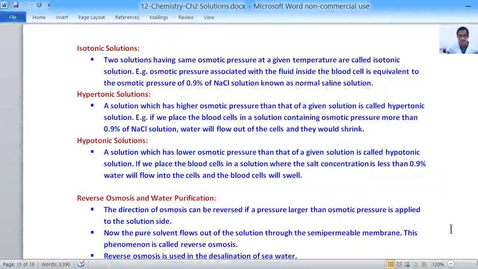Good morning students. In today's session we'll discuss isotonic solution, hypertonic solution and hypotonic solution. It's actually a continuation of our osmotic pressure. So we will see first what are isotonic solutions. Two solutions having the same osmotic pressure at a given temperature are called isotonic solutions. So if you are taking two solutions and both have the same osmotic pressure at a given temperature, we call them isotonic solutions.